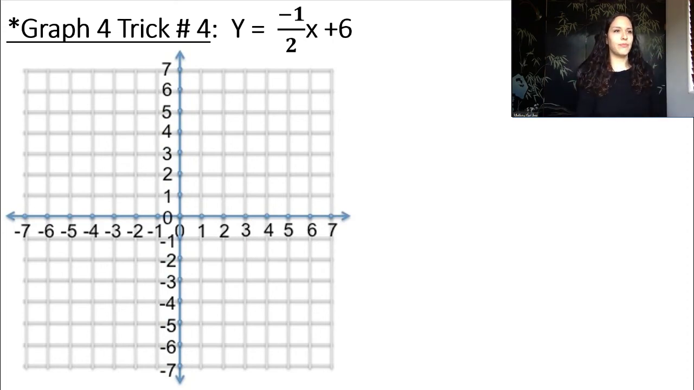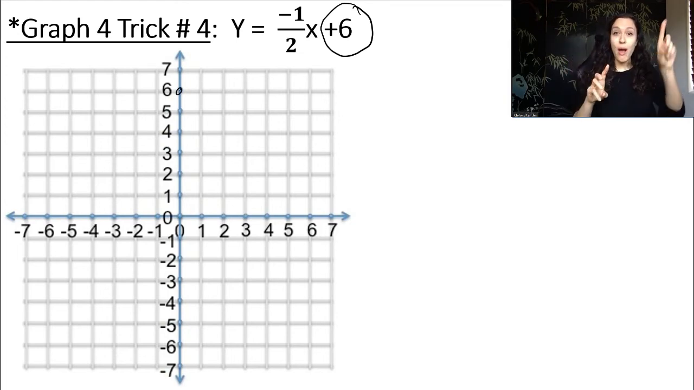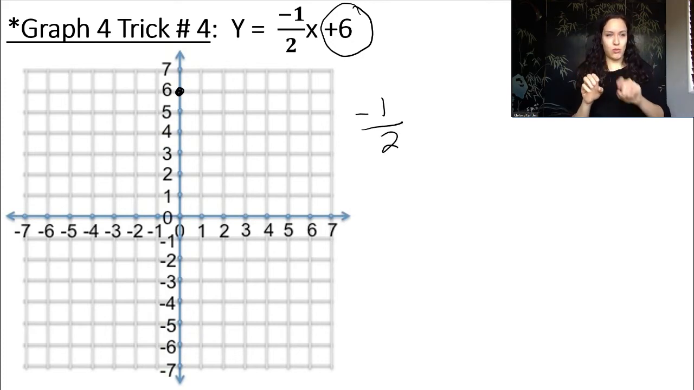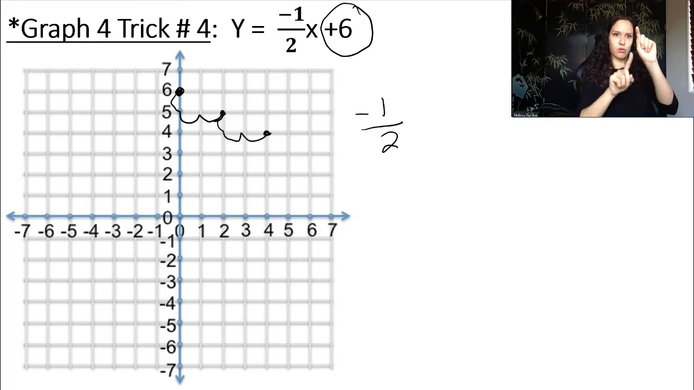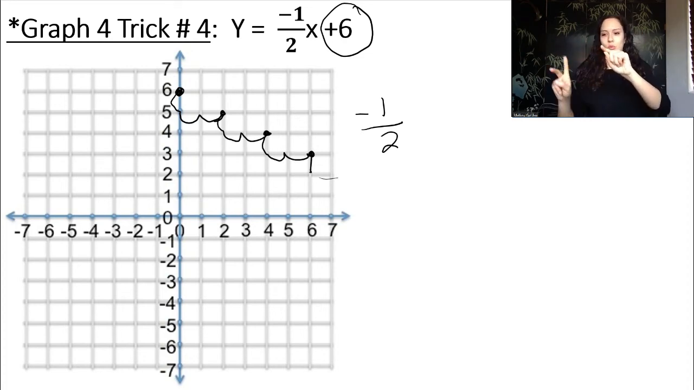All right, remember the first thing we do is look for the y-intercept, the one that does not have an x. Negative 1/2 has an x, that's a slope. So the y-intercept is positive 6. Now my slope is negative 1 over 2, so I'm going to go down 1, to the right 2. Down 1, to the right 2. Okay, well, I can't really do that.